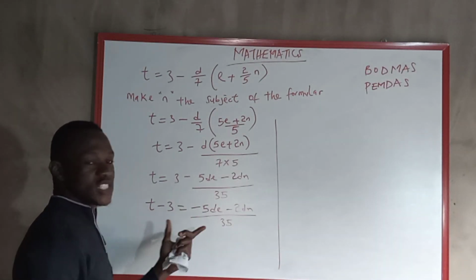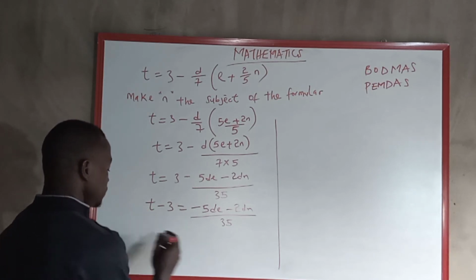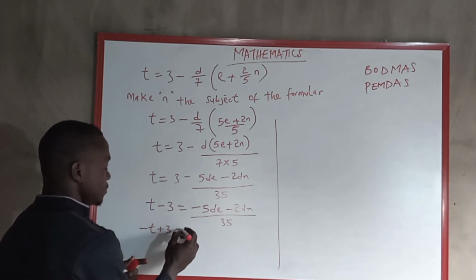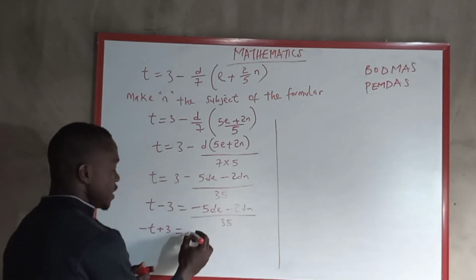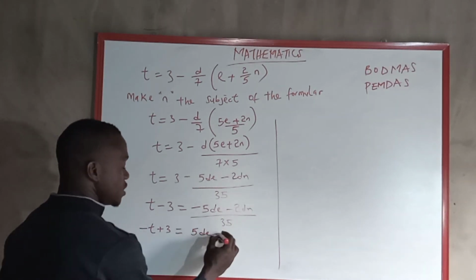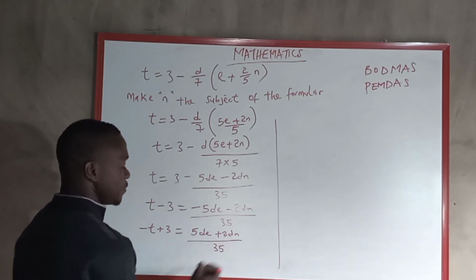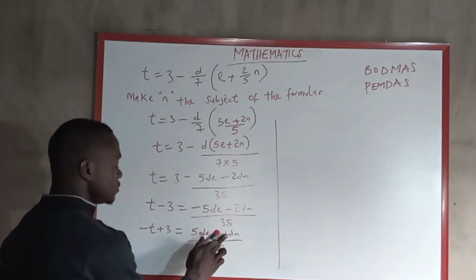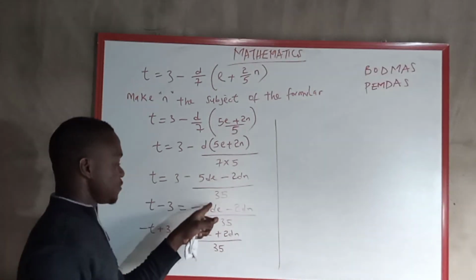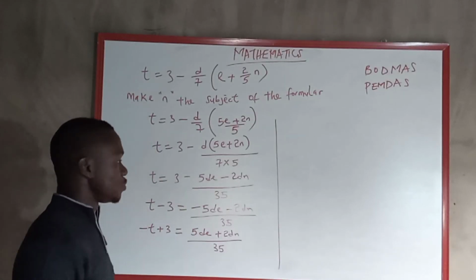So if we change the sign, we have plus t here. That means we'll make it minus t. Now minus 3 will make it plus 3 is equal to minus 5de will make it plus 5de. Then minus 2dn will make it plus 2dn. Then we have 35. This 35 and this 5de minus 2dn has the same sign of this minus, so that's what we do.